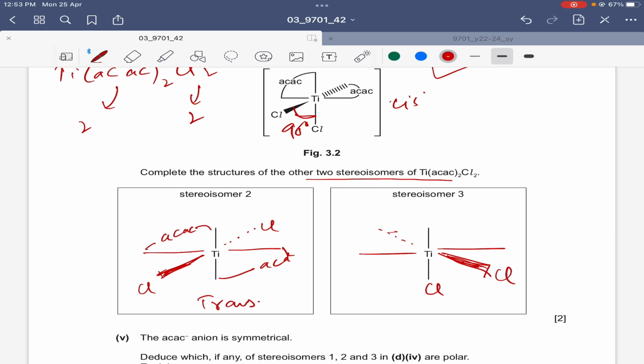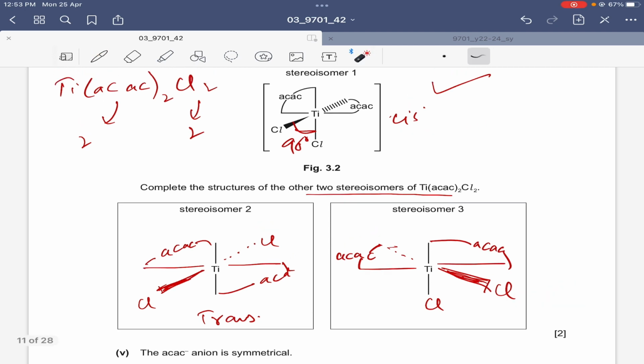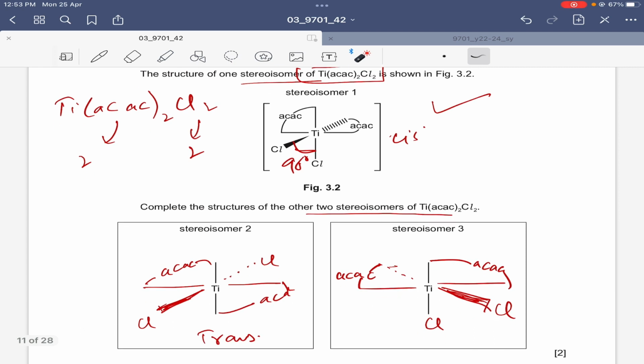So now we are drawing the mirror images, right? And this is ACAC. So this one and this one, they two are the mirror images of each other, right? They are non-superimposable mirror images. So that means if I name the structure, let's suppose if this is A and this is B and this is C. So A and C are optical isomers and A and B are geometrical isomers.